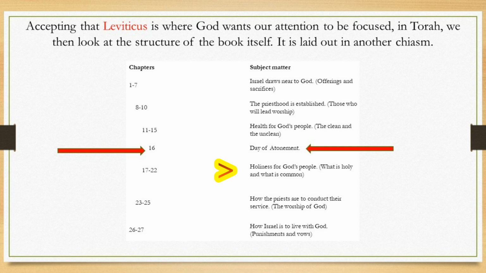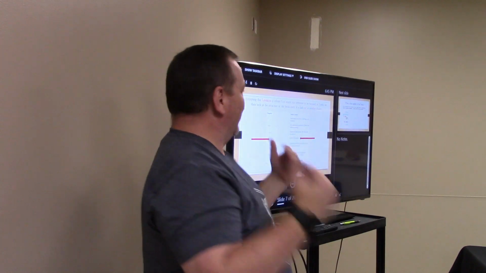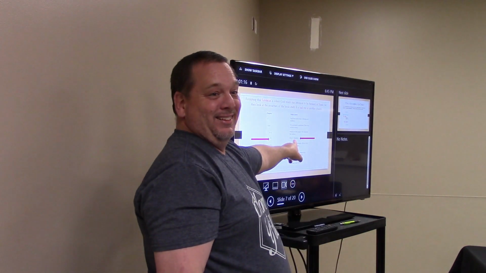17 through 22 is holiness for God's people, what is holy, what is common. 23 to 25 is how the priests were to conduct themselves, the worship and the worship service. And 26 to 27 is how Israel is to live with God, in punishments and vows. Do you see a chiastic or an Atbash pattern within the whole book of Leviticus itself? And what's in the center of it all?